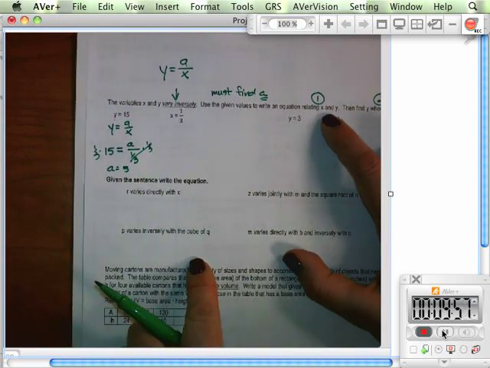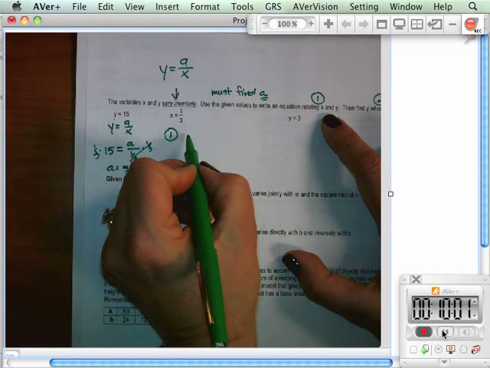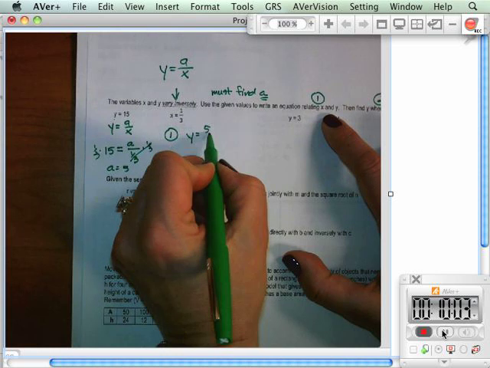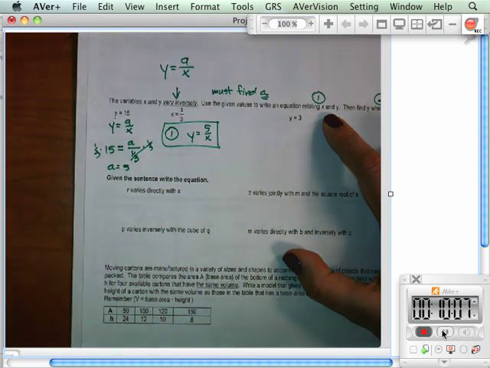What's my step 1? I've got to find an equation. So if I know that A is 5, then I write the equation like this. That's part 1. That's the inverse equation.